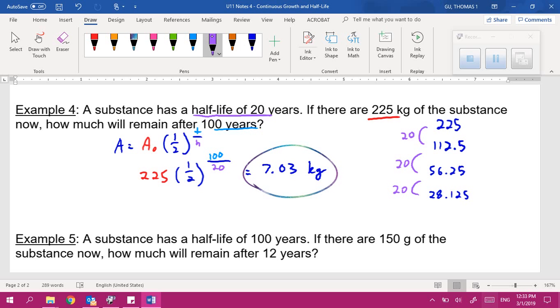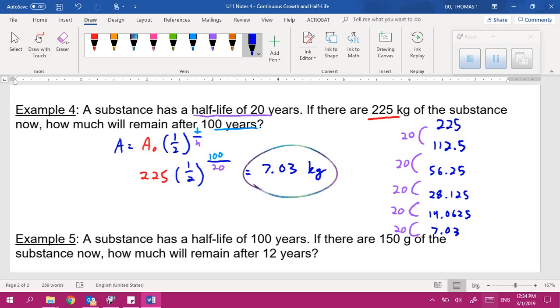So we take half of 28. What is that? Okay, that's 80 years, so one more half-life will be 100 years, right? So let's take a half of 14.0625. What's that? 7.03 about, right? Which is just what you showed right there with the formula.